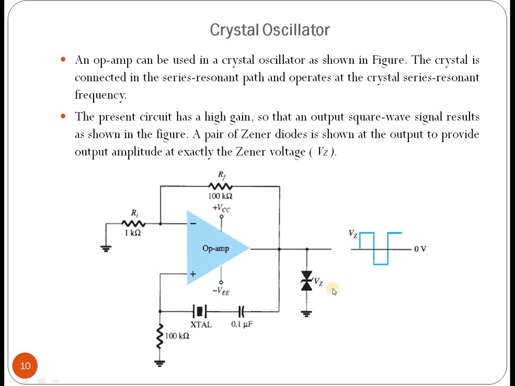The two are in opposite directions, and the Zener diode operates at its own voltage, that is Vz. When we get the output from this op-amp and it comes through the Zener diodes, the final output will be a square wave with the output amplitude at exactly the Zener voltage, Vz. Whatever the Zener voltage is, maybe 0.7, maybe 0.9, the output voltage will also be at Vz.